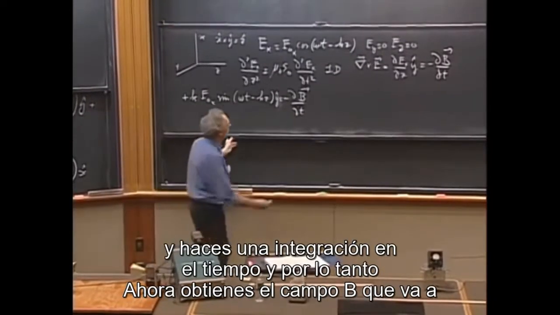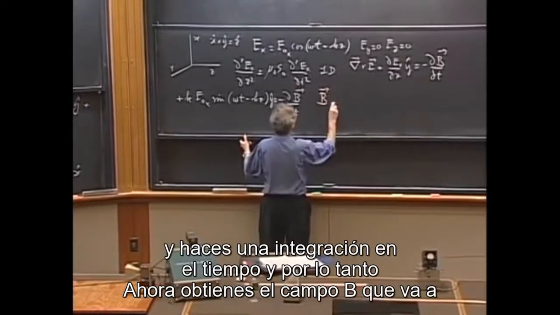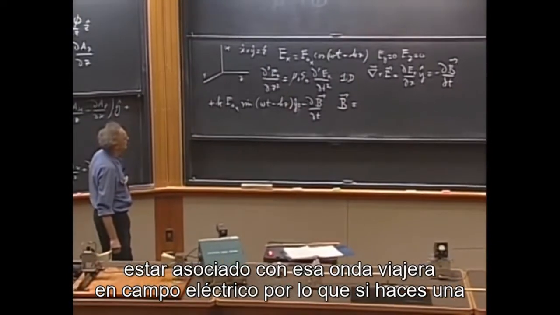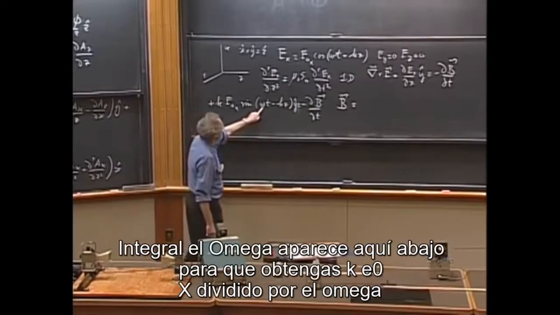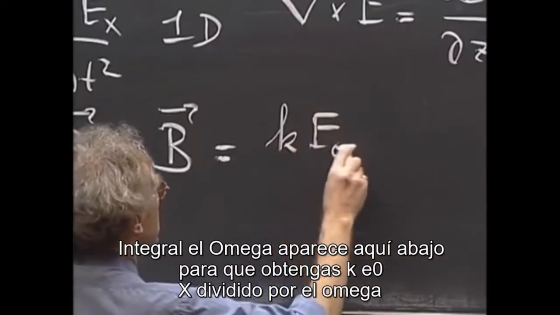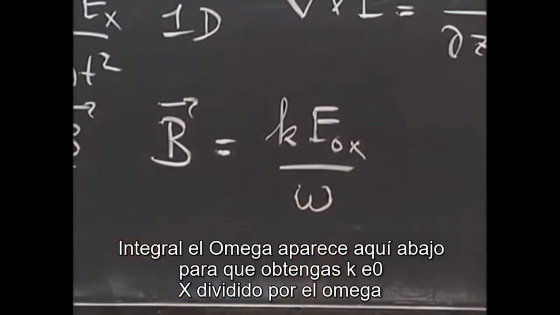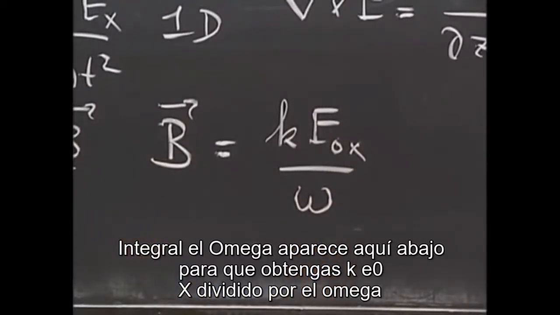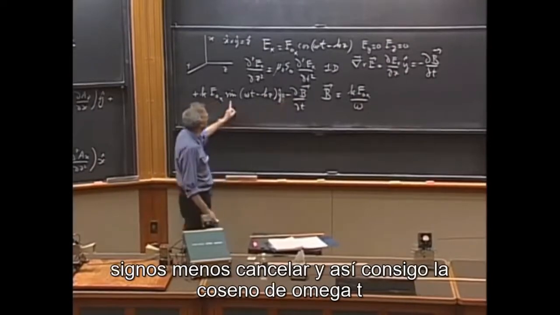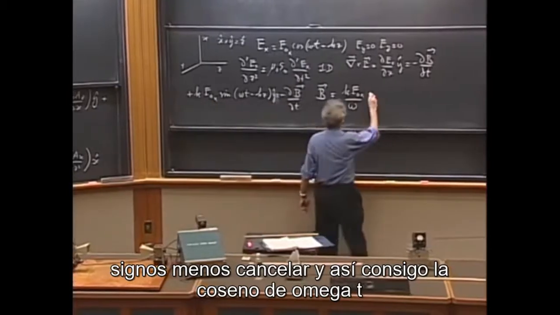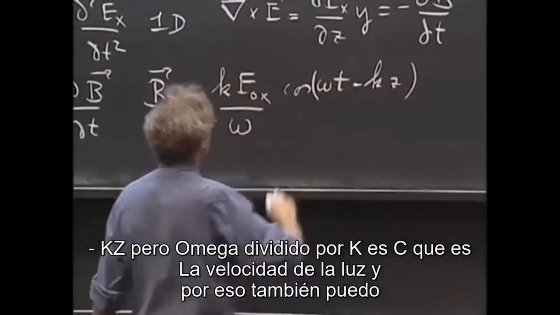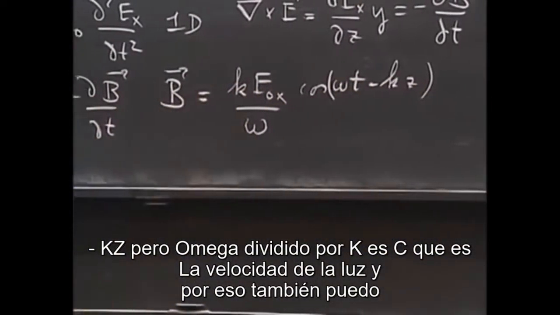So now you bring the dt here, and you do an integration in time. And so now you get the B field that is going to be associated with that traveling wave in the electric field. So if you do an integral, the omega pops out below here. So you get k E0x divided by omega. The sine becomes minus the cosine, but I also have a minus sign here, so those two minus signs cancel. And so I get the cosine of omega t minus kz.